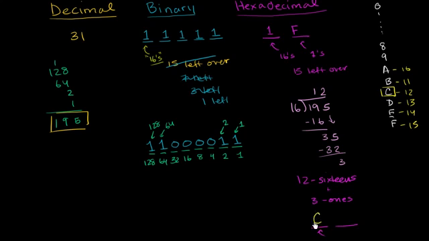So you have C 16s, and you have 3 1s. Once again, this looks more like a gate at an airport, but this is actually a number in base 16. C3 is telling you you have 12 16s, because this is the 16s place, and you have 3 1s. If you multiply 12 times 16, you get to 192, you add 3, you get to 195. So hopefully you found that interesting.